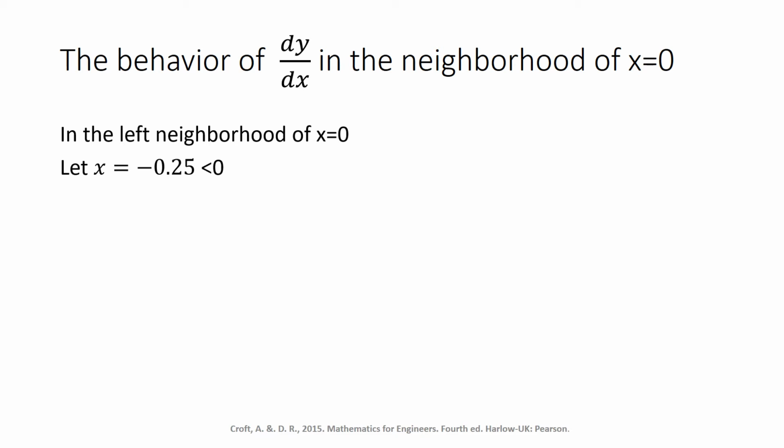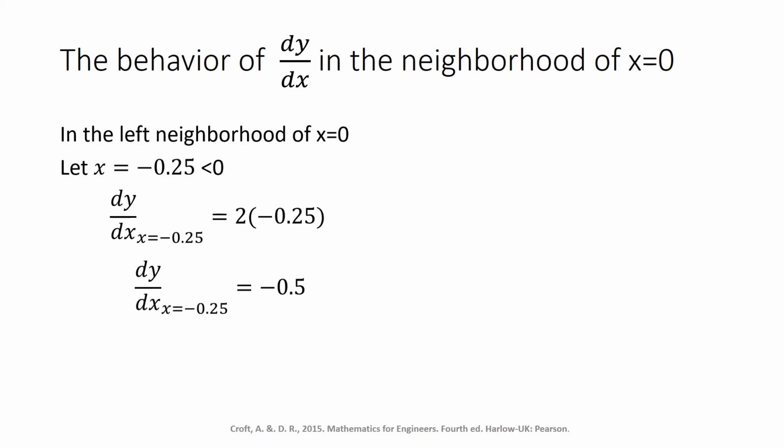You could have taken another number close to 0. You could have taken minus 0.9, or minus 0.99. It's up to you, but try to stick close to 0 from the left side, or a smaller number than 0. Then plug this value into the derivative, which was 2x, so 2 times the value you consider, then calculate. It comes to minus 0.5, so the derivative value is coming negative.